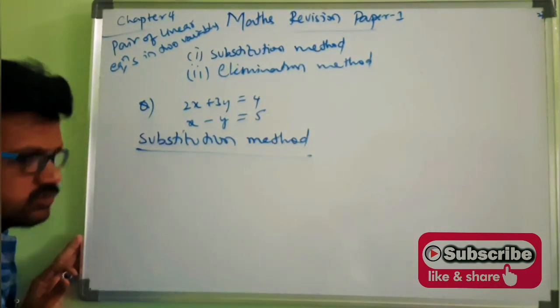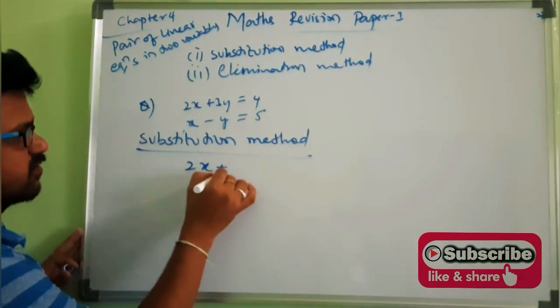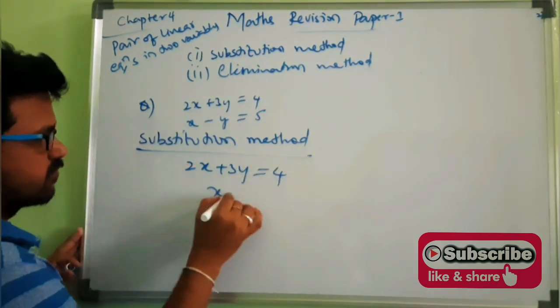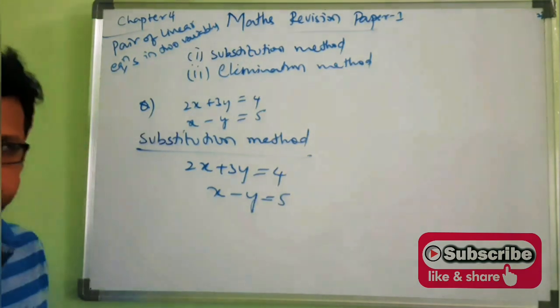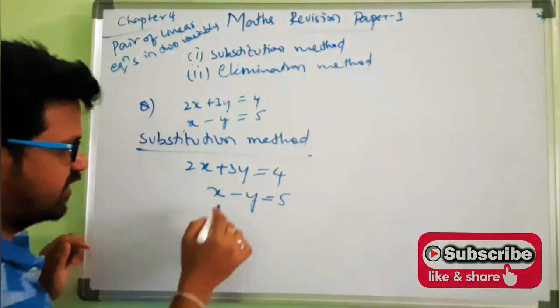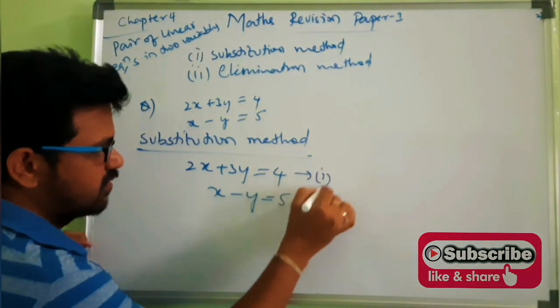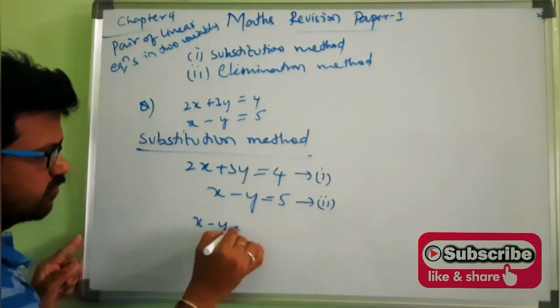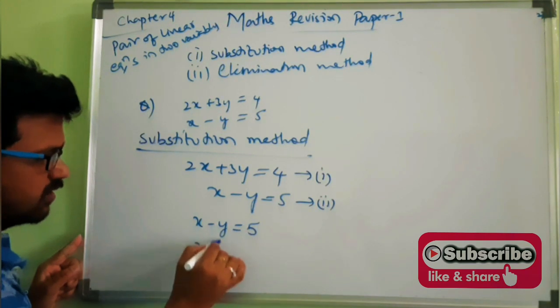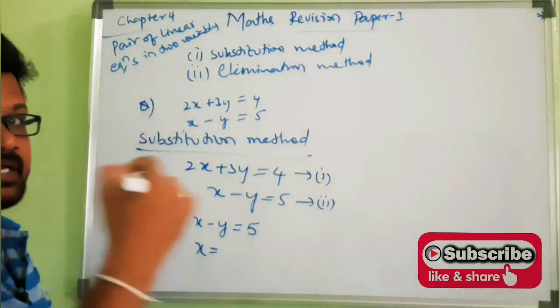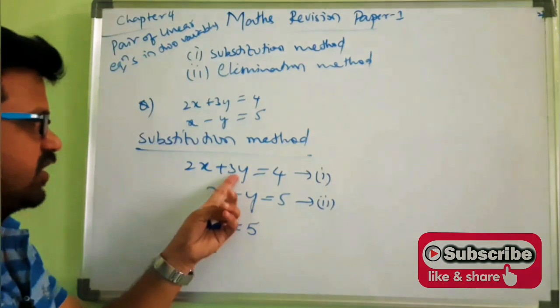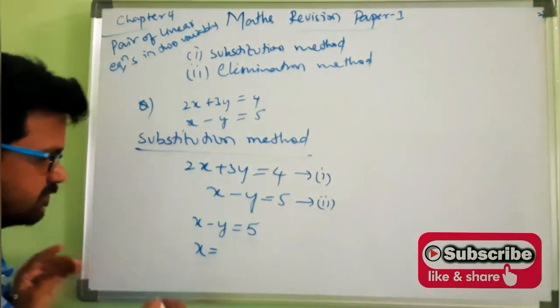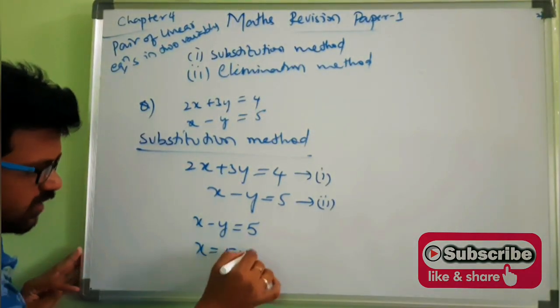Okay, we solve by substitution method. Take 2x plus 3y is equal to 4, x minus y is equal to 5. Let us call these 1 and 2. Take any one of the equations. I am taking the second equation, x minus y is equal to 5, and write one variable in terms of the other variable. Either you can take the first equation or the second equation. So x is equal to 5 plus y.